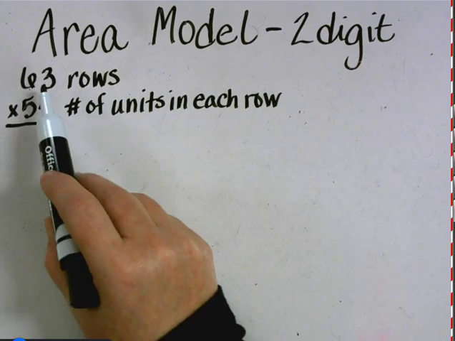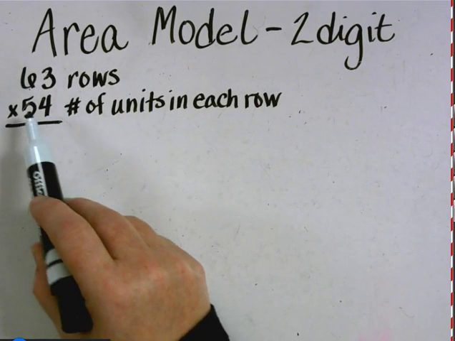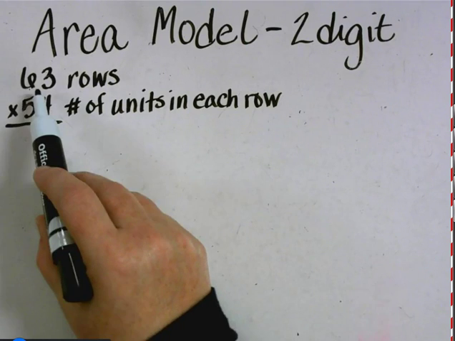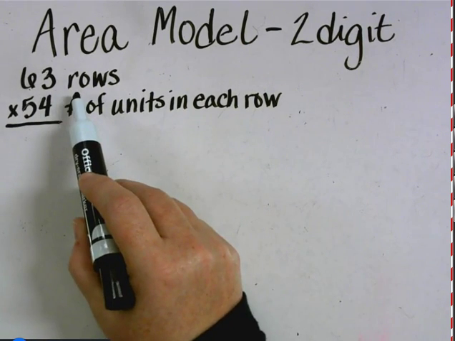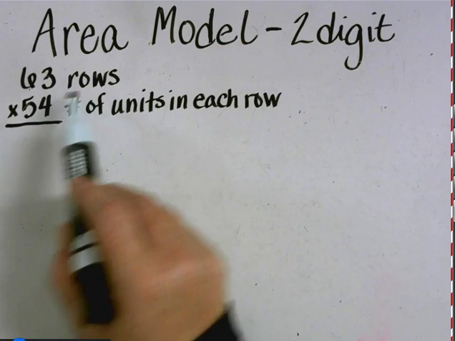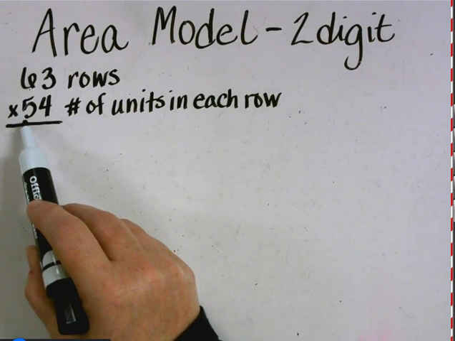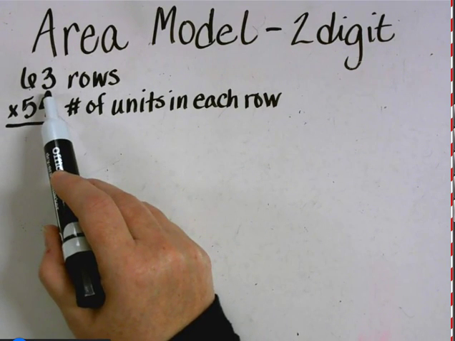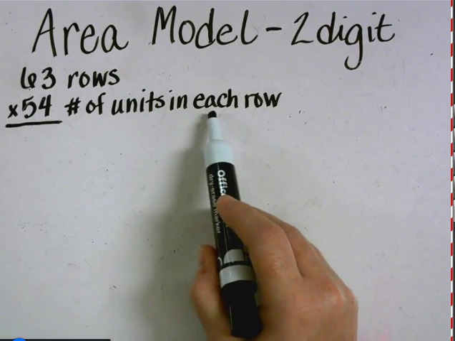When we think about the number 63 with multiplication, we think about how many groups we have. There are 63 groups, or rows. For today's purpose, we're going to call them rows. We also have 54 in each one of those 63 rows. So we have 54 units in each row.